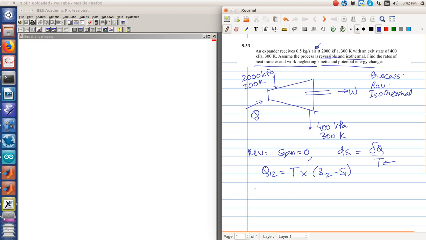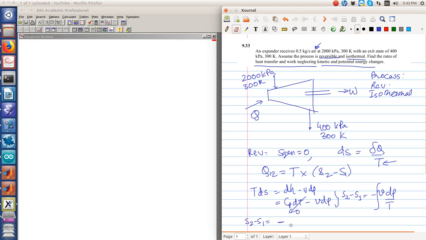We will make use of the property relationships. TdS equal to dH minus VdP. So this is equal to Cp dT minus VdP. So S2 minus S1 equal to the integral of Cp dT by T minus the integral of V dP by T. Since the process is isothermal, Cp dT is 0, so this term is 0.